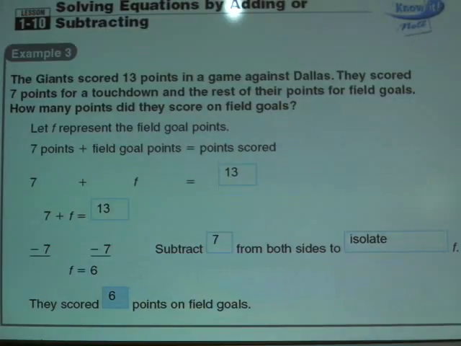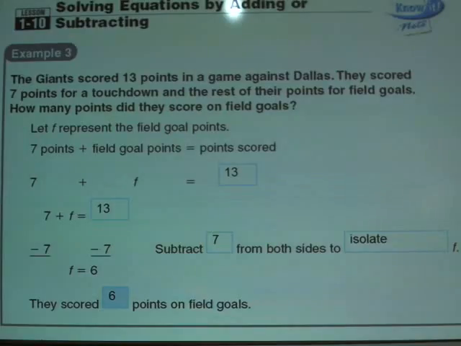All right, the Giants scored 13 points in a game against Dallas. They scored 7 points for a touchdown and the rest of the points for field goals. How many points did they score on field goals? As you can see, they've translated this into an equation for us. First in words, 7 points plus the field goal points equals how many points we scored. Or in other words, 7 plus f equals 13. And then, because this section is about solving equations, we're going to solve that equation for the variable f.